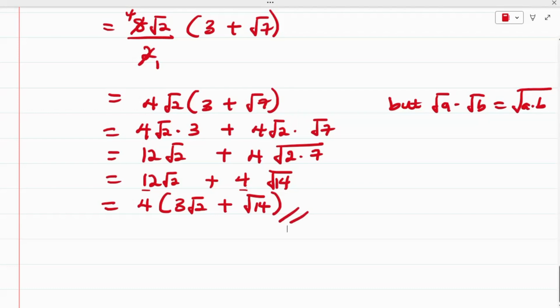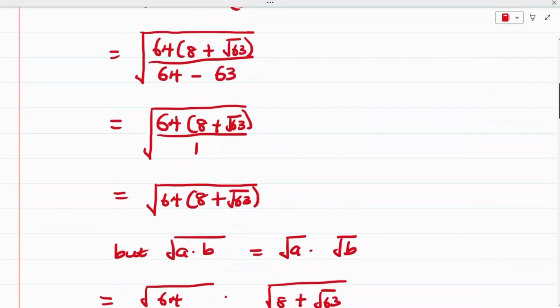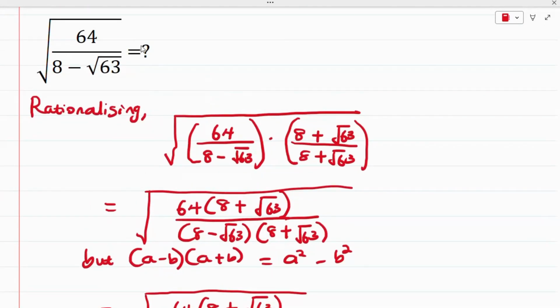and this becomes the final answer. So this is how you can solve this nice square root algebra maths problem right here, and we have our final answer to be given as 4 multiply (3 root 2 plus the root of what? 14), and this becomes the final answer.